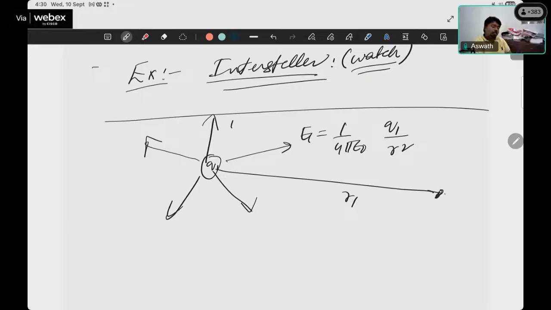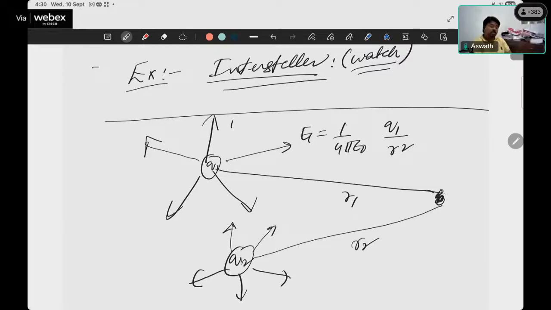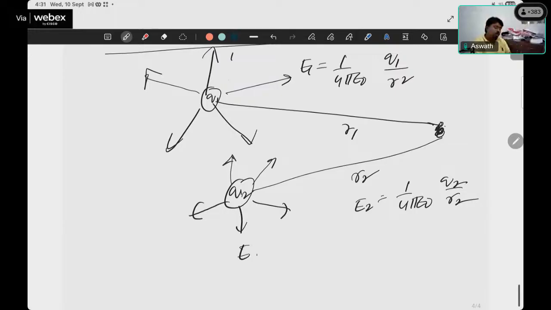What is the electric field at that point? Okay, let's say I have one more charge Q2. This also generates its own electric field. That's a positive charge, and it will also generate, at that same location, an electric field too, 1 by 4 pi epsilon naught Q2 by R square. Now, if I ask what is the overall total electric field, it is simply a superposition of Q1 and Q2.